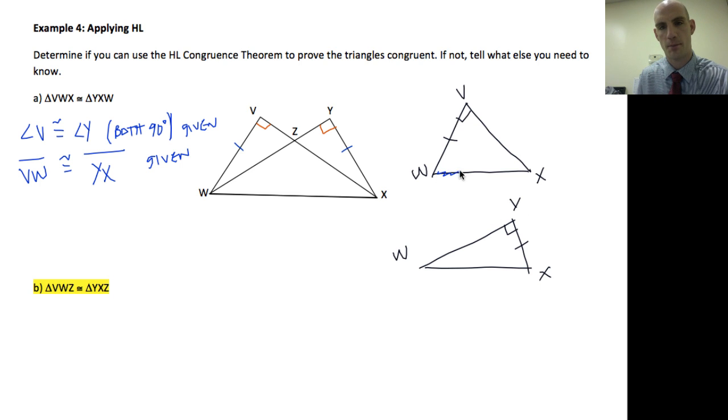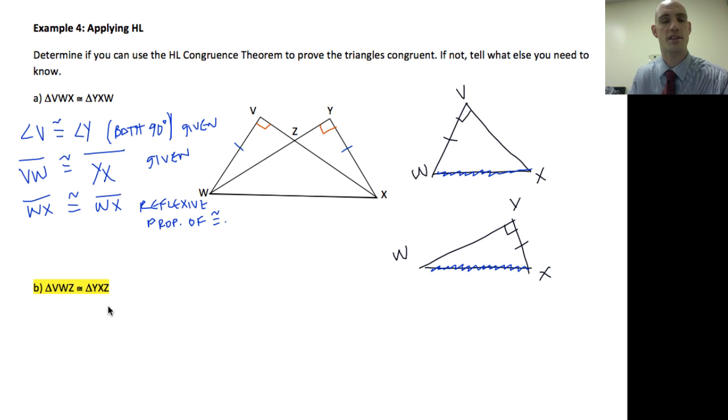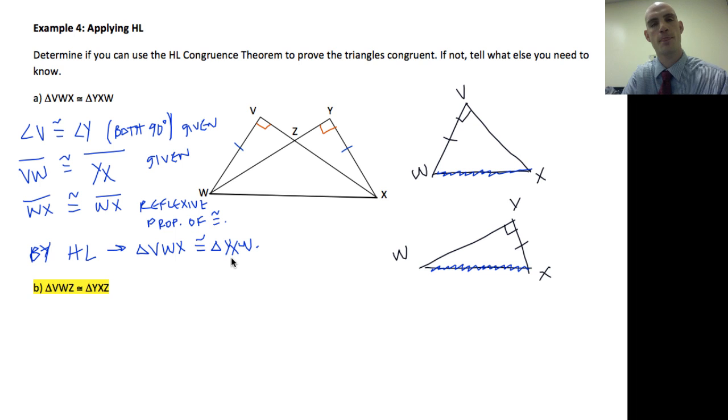So now I need to just say something about the hypotenuse. Well, let's notice about the hypotenuse. Here's my hypotenuse. Okay, it's also this one down here. Well, what do we notice about that? It's WX. And anytime we're trying to say that WX is congruent to itself, think about the property that we're going to use. Anybody? You got it. Reflexive property of congruence. Good. So the reflexive property of congruence gives us that those two pieces are congruent. So we can say by hypotenuse leg, triangle VWX is congruent to triangle YXW. Okay? That's all there is to it, guys.